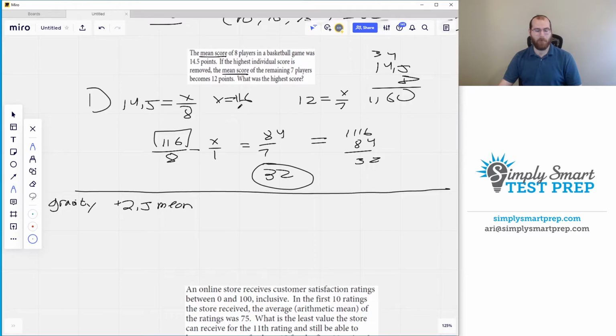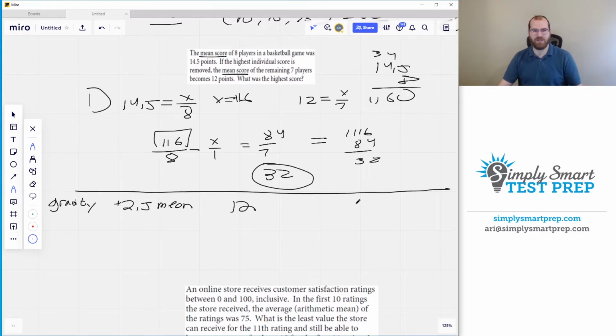So what is my baseline here? In other words, if I had 7 players and the mean is 12, and then I added another player and the mean did not change, what would that 8th player score? My baseline would be 12. But we increased from the baseline by 2.5, so as we saw before, that's equivalent to saying we increased by 2.5 points for each score.